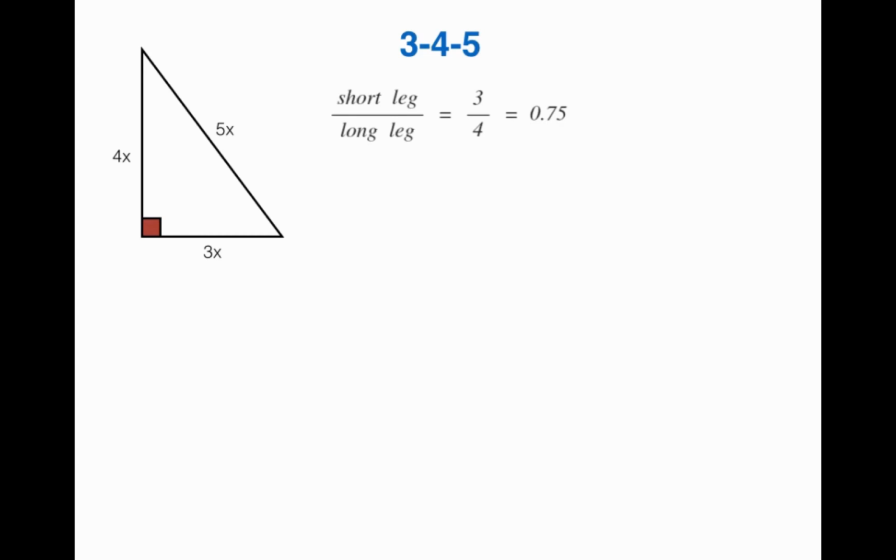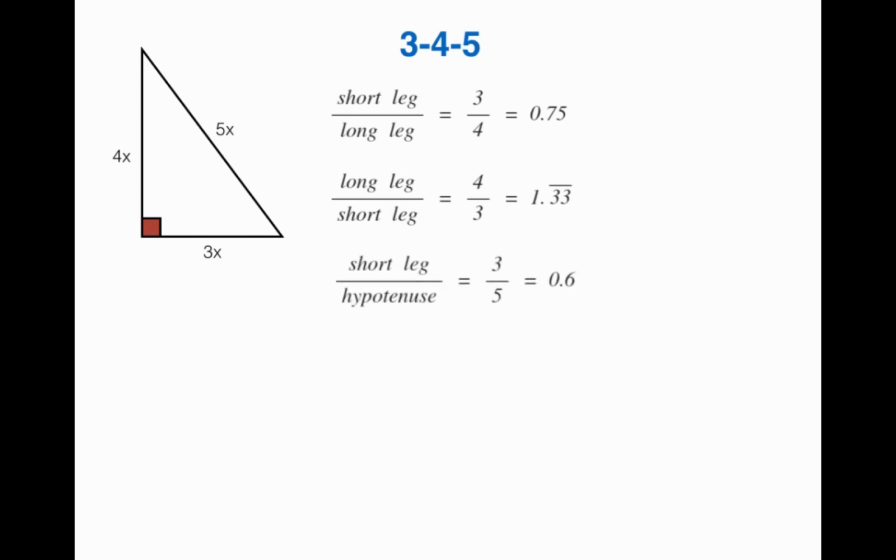Here's the fact that I have. Here's a ratio equation that's true. The short leg divided by the long leg will always be 3/4. As a decimal, that's 0.75. The long leg divided by the short leg will be 4/3. As a decimal, that's 1.3 repeating.